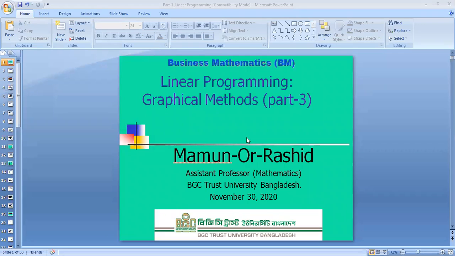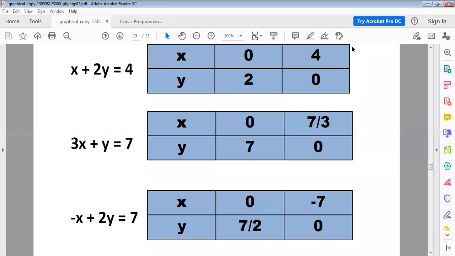Okay, linear programming, this is the third part, the graphical method. Understand this?